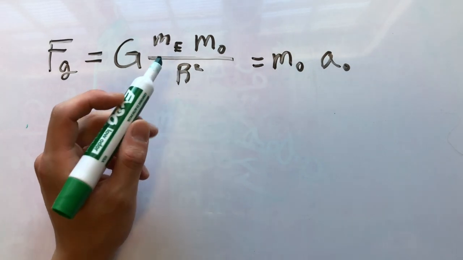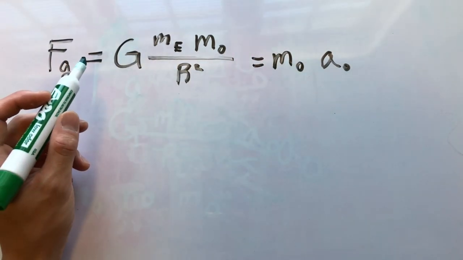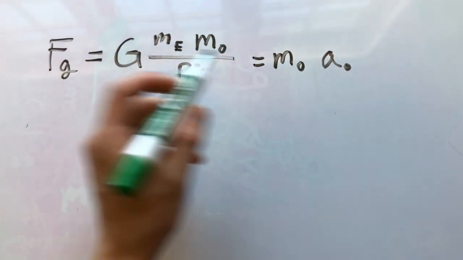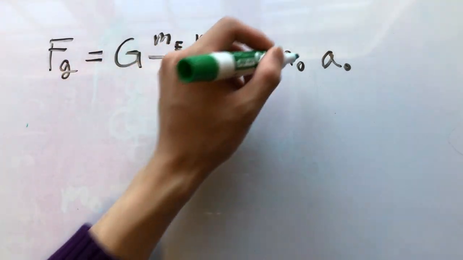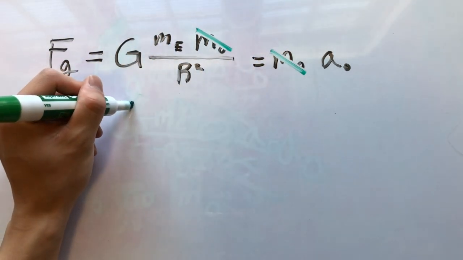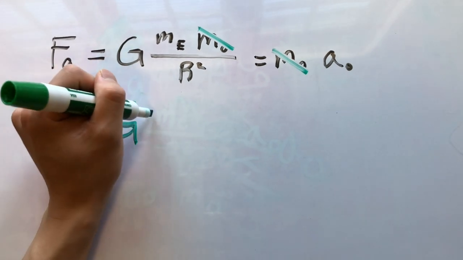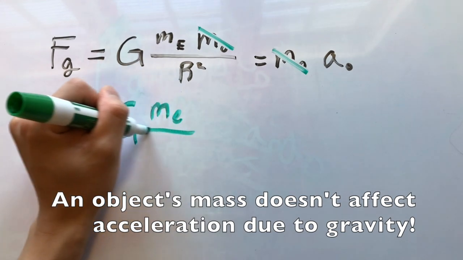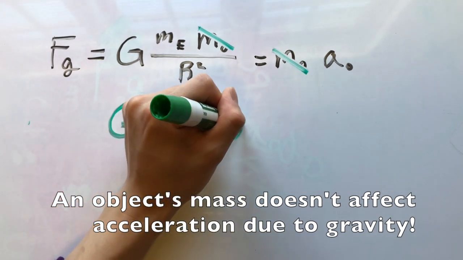Now we know from Newton's second law that F equals ma. So the mass of the object times its acceleration should equal this force. But when we look at these equations, we see that the mass of the object can cancel from both sides. So therefore, the acceleration of the object is dependent only on G, the mass of the Earth, and Earth's radius squared. As we can see, the mass of the object doesn't matter and only depends on these other things, which are constant.